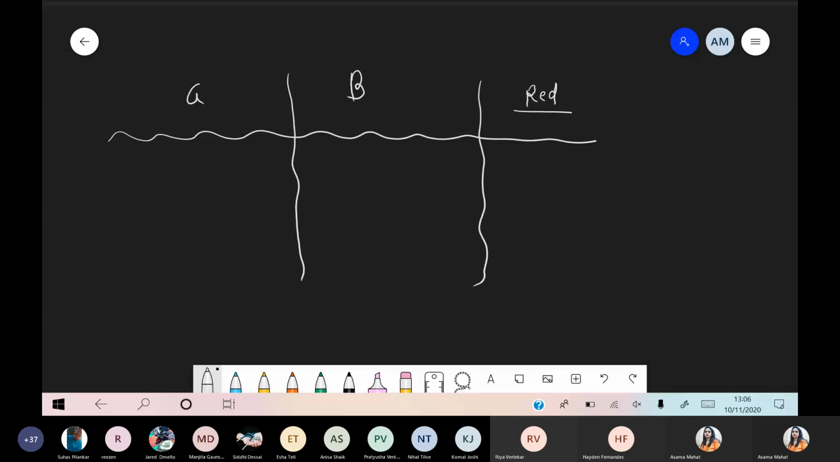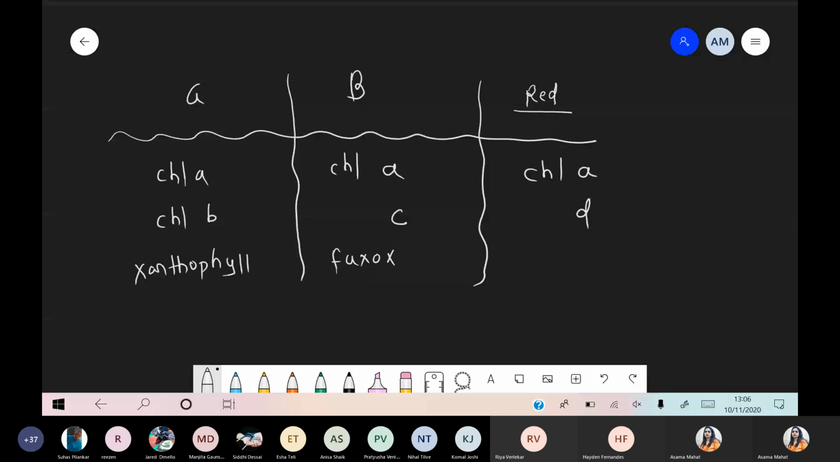Green, brown, and red. Here chlorophyll a, and chlorophyll a. Now chlorophyll b, c, d. Now there is a presence of xanthophyll, and here fucoxanthin is present, which is a very unique name derived from Fucus. Again there is a presence of carotene, and here also there is a presence of carotene. Got it?